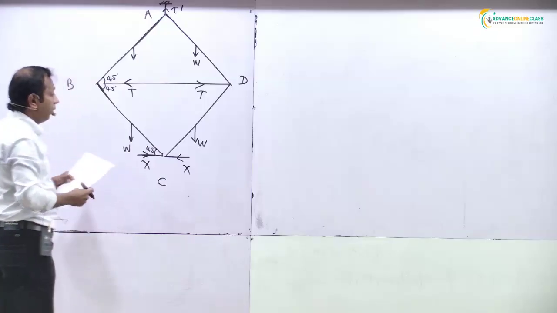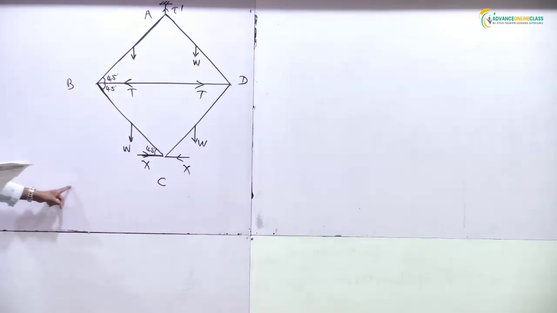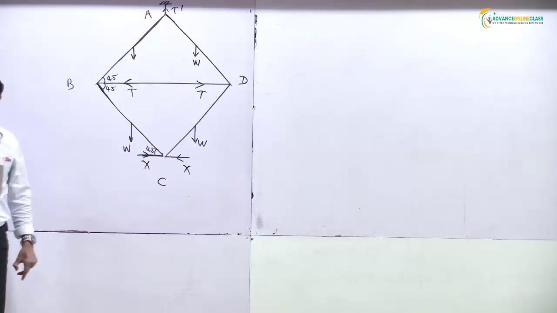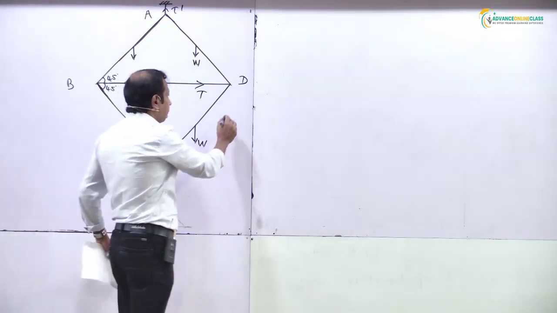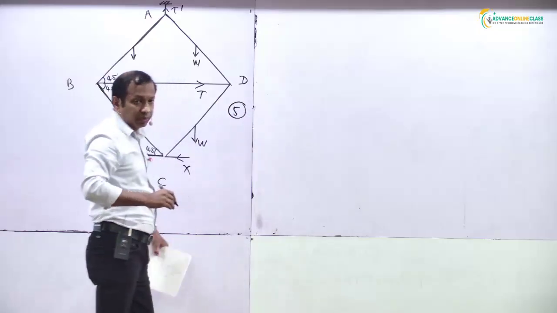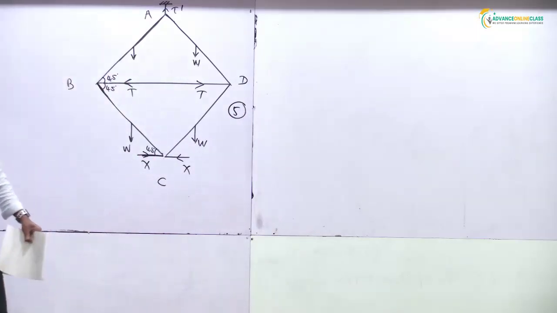First we must write: system is symmetric, therefore the reaction at C is horizontal. For the diagram, 5 marks. Diagram 5 marks. Write down the statement: system is symmetric. Therefore, the reaction at C is horizontal.